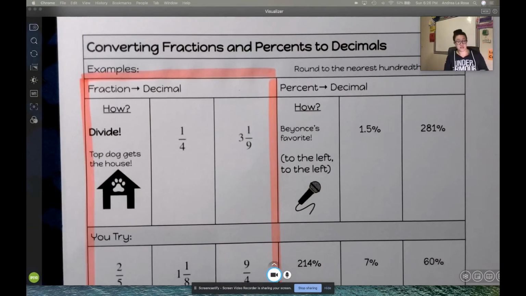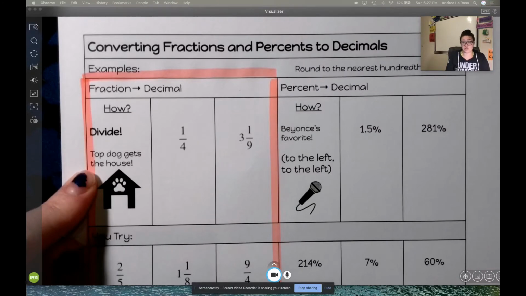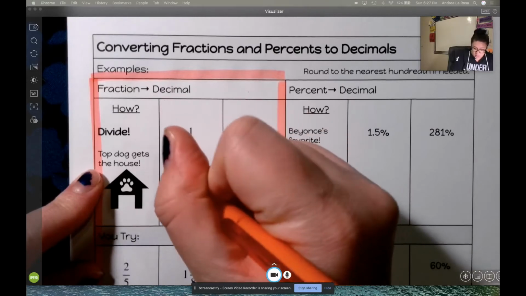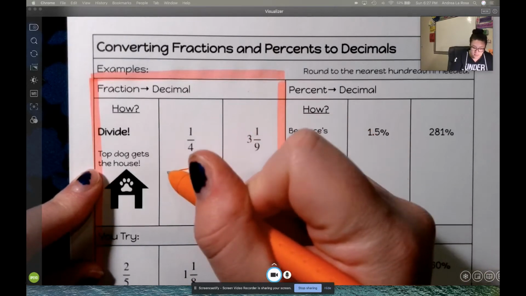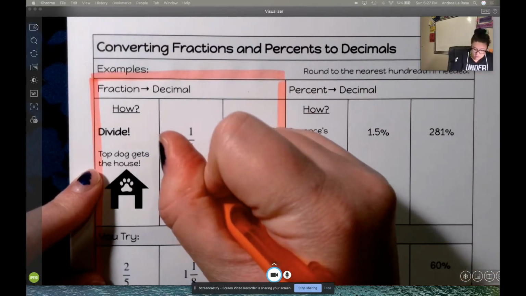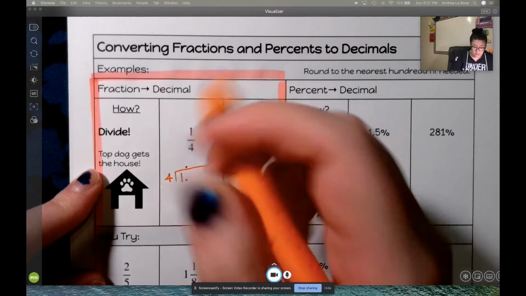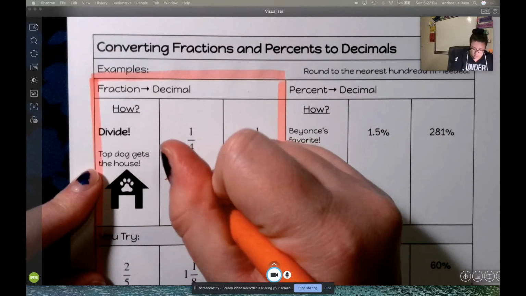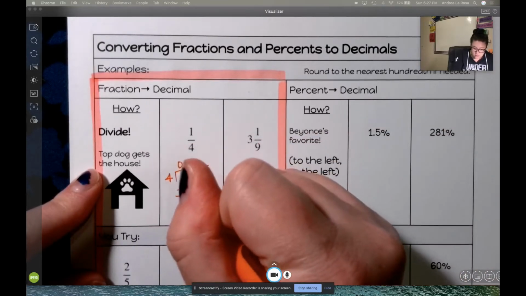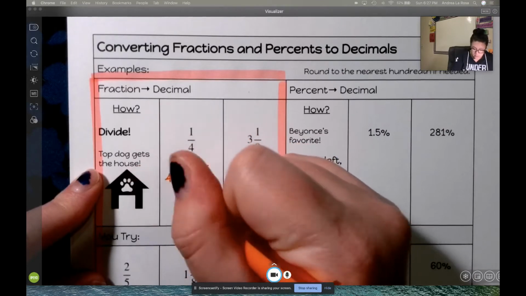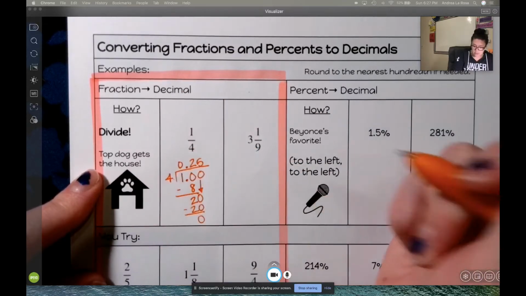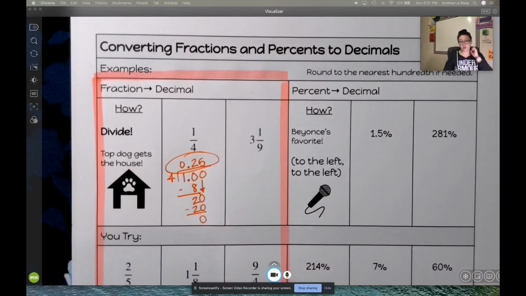What we did last year was we made sure to divide. Remember, when you're dividing, the top dog gets the house. So if I have 1/4, my top number goes inside my box for division, my bottom number goes on the outside, and I just divide the standard way. Drop in your decimal. 4 does not go into 1. 4 goes into 10 2 times. 10 minus 8 is 2. Bring down another 0. 4 goes into 20 5 times. And it comes out pretty. So 1/4 as a decimal would be 0.25.